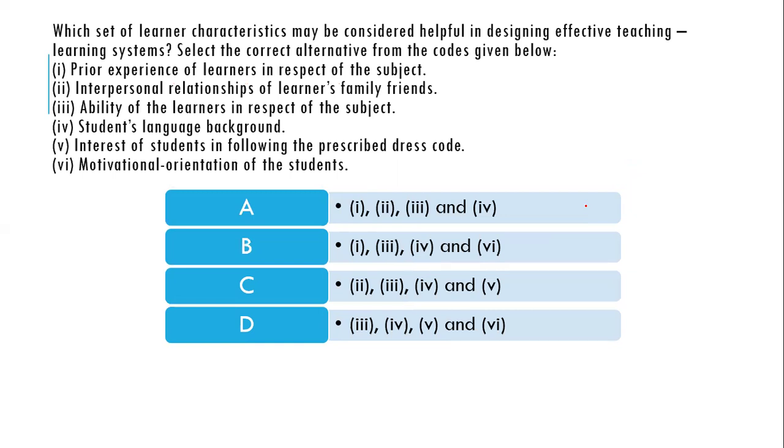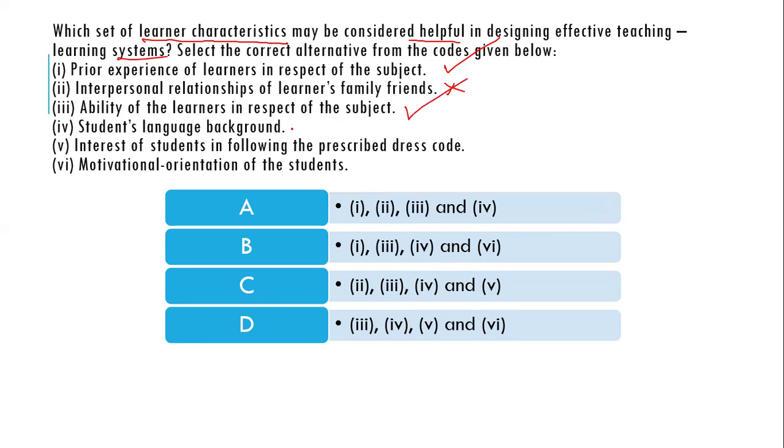Which set of learner characteristics may be considered helpful in designing an effective teaching learning system? Select the correct alternative from the codes given below. Prior experience of the learner, yes, true. Interpersonal relationship of learners, family and family friends, no, definitely not. Ability of the learners in respect of the subject, yes.